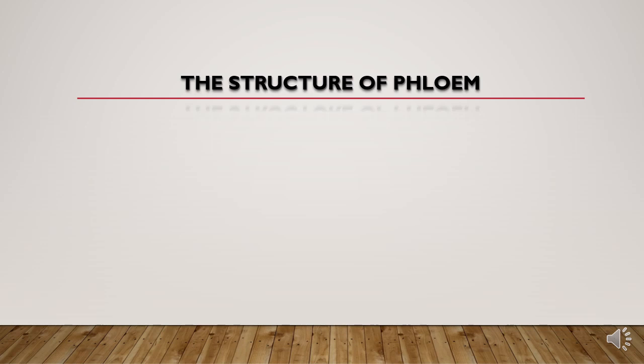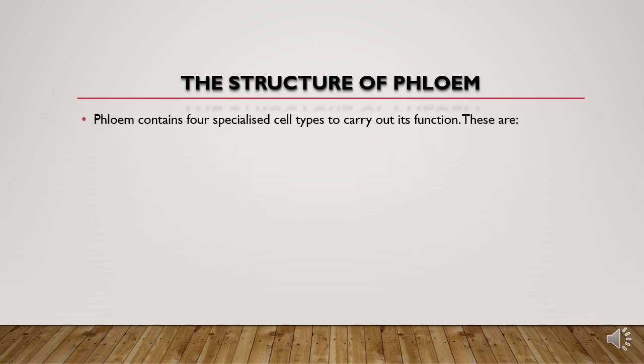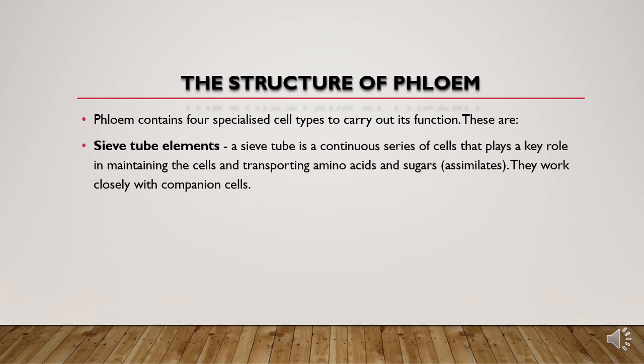Discussing the structure of the phloem, we need to know that the phloem consists of 4 cell types that carry out these functions. Number one, the sieve tube elements, which are a continuous series of cells that play a role in transporting amino acids and sugars, and this occurs continuously. But they work closely with the companion cells.